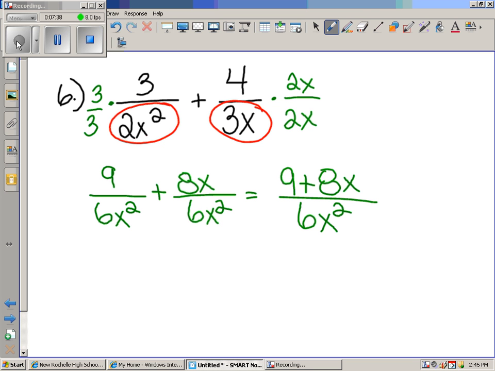And now we have to think to ourselves, can we reduce that? Tell me why or why not. What are the rules for reducing? They all have to have the same thing. Do all of these have the same thing? No. You could have reduced it if the 9 had an x, but they don't, so that's where we stop.